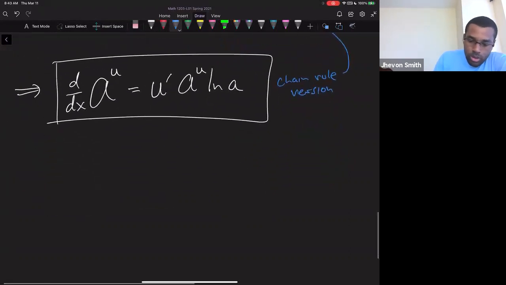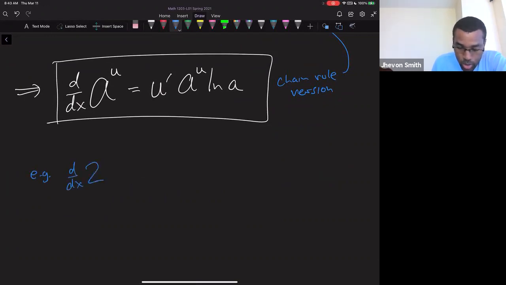So, an example there. We already saw how to differentiate 2 to the x. What if I had 2 to the x squared? Well, that's just going to be 2x times 2 to the x squared times ln of 2. Just plug it into this formula. Differentiate the power, rewrite the original function, multiply by ln of the base. That's what this rule tells us.